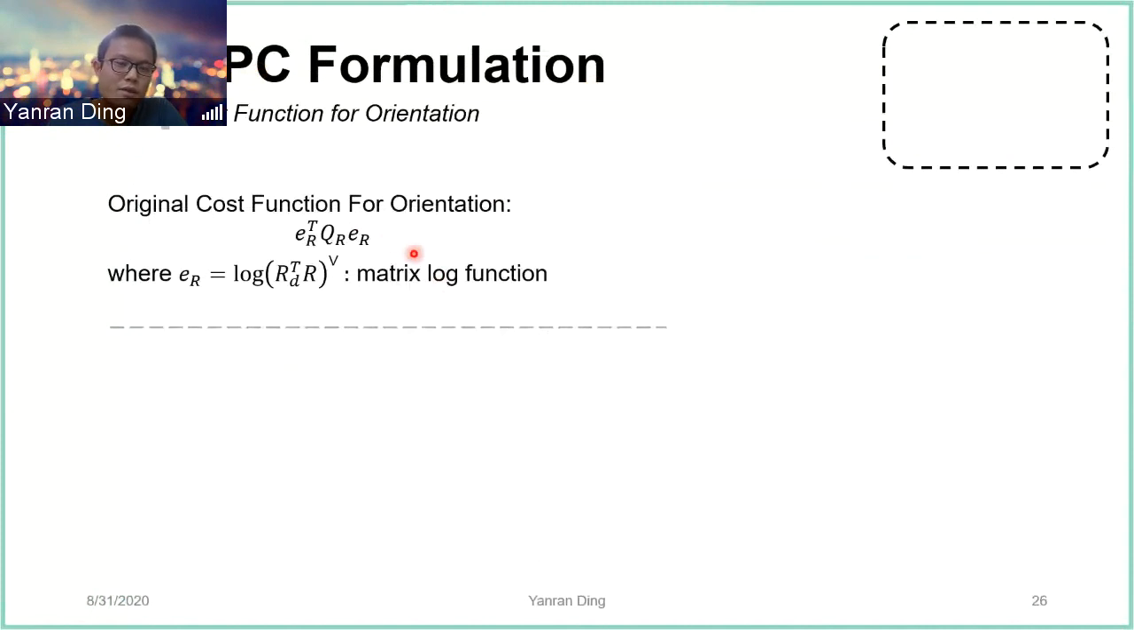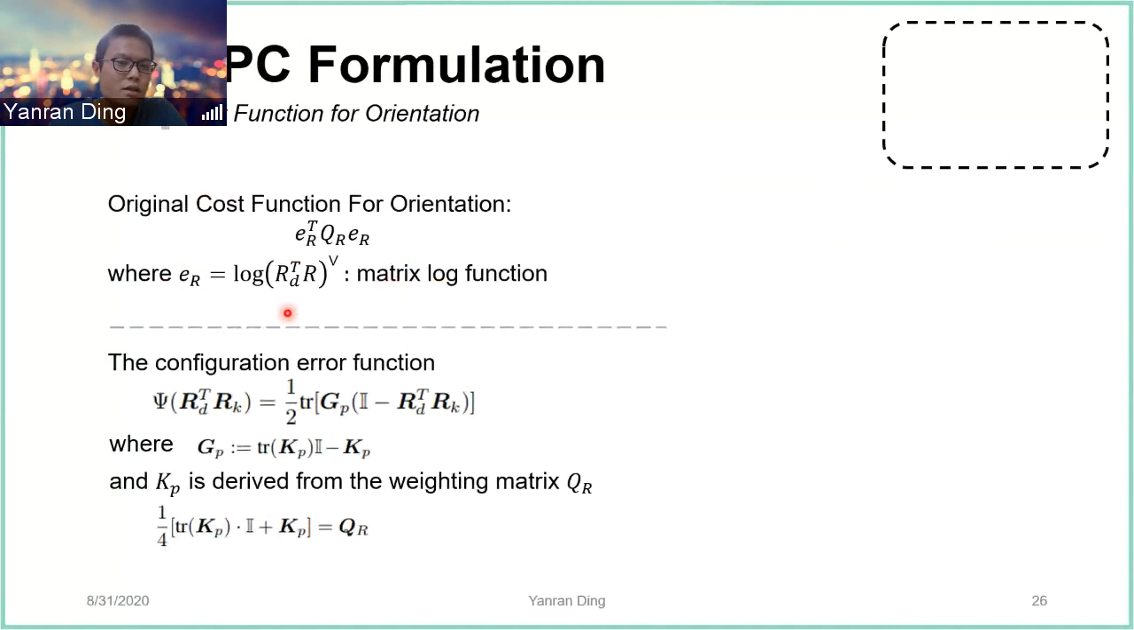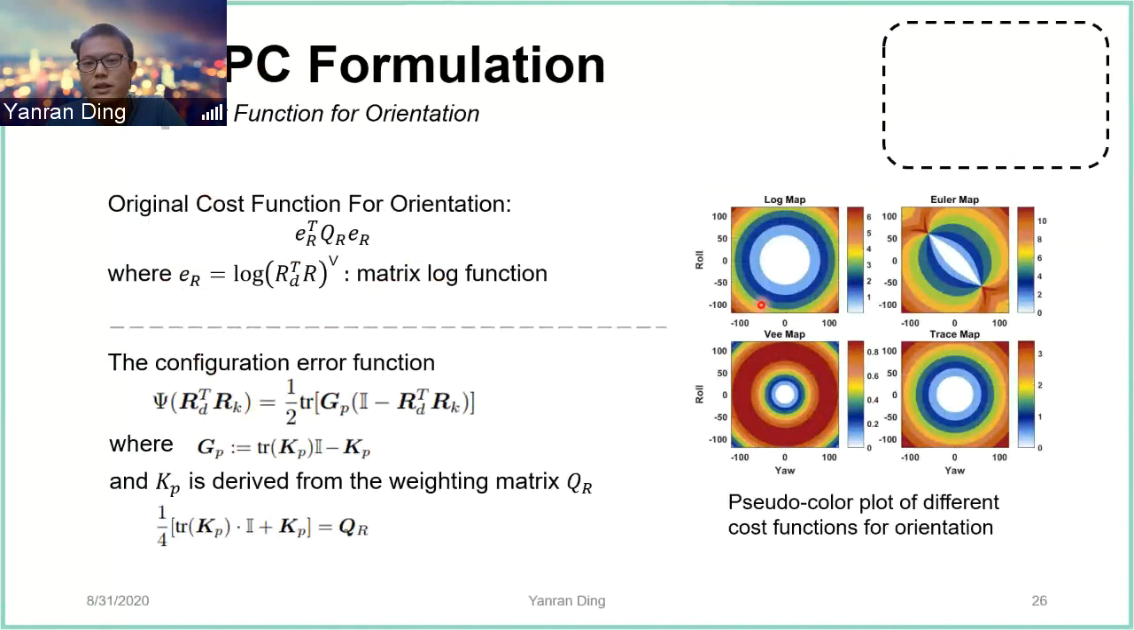So once we have the affine dynamics, we also need to make sure the cost function is in quadratic form. The original error function for the orientation uses the matrix log function. However, it's not linear in terms of the optimization variable, so we use a configuration error function presented here to approximate that. On the right-hand side, we can see that the original cost function is a convex shape. But simply using the Euler map has singularity issues, and using the V map, it does not cover the whole space from negative pi to pi. However, the configuration error function could capture the basic shape of the original cost map.